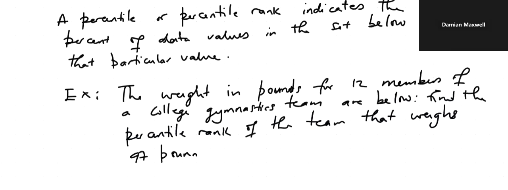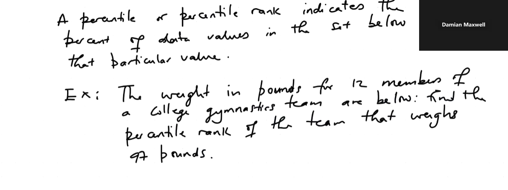So in other words, what they're asking you for is to find what percentage of the team's weights are going to be less than 97 pounds. That's basically what they're asking you for. So the percentile rank will tell the percentage that is less than that particular value.